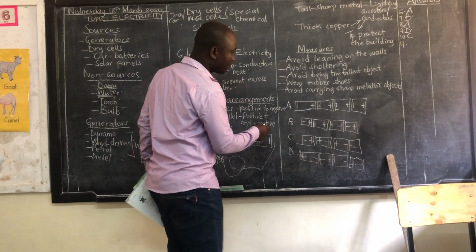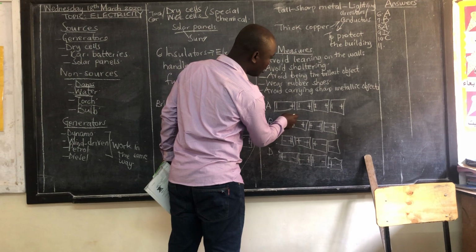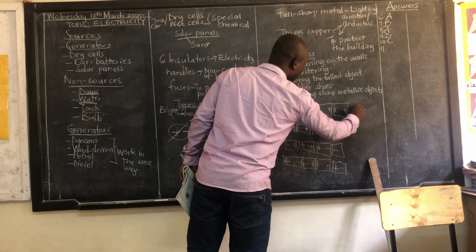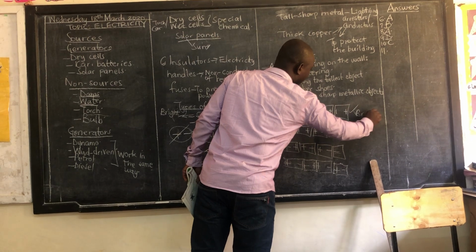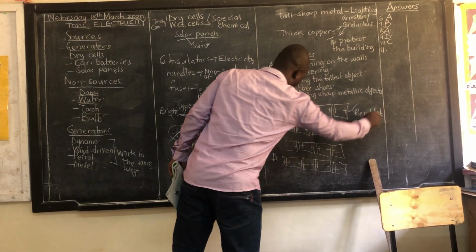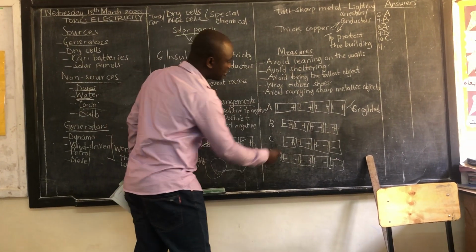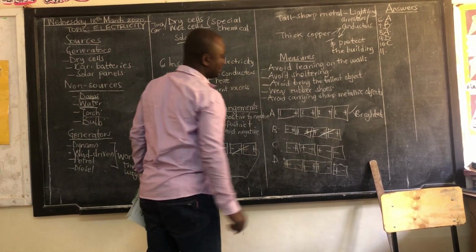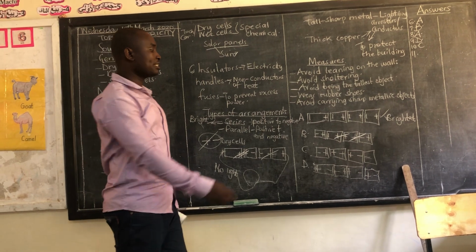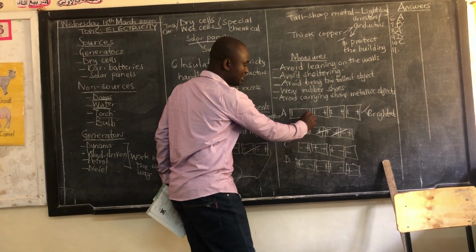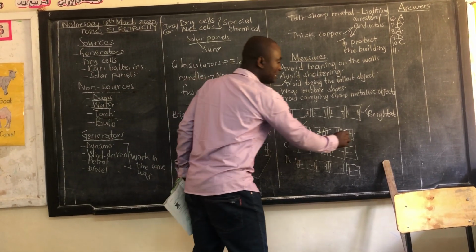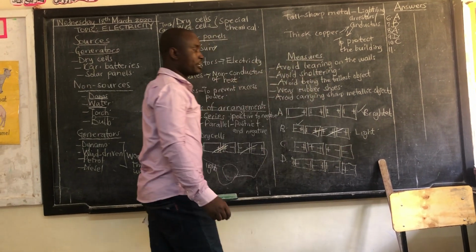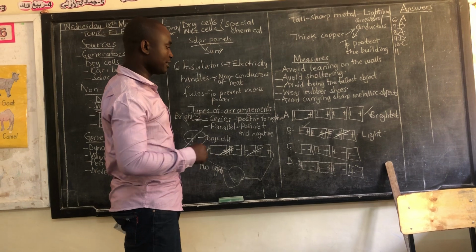In A, it will light, and this one will be the brightest. In B, positive and positive will cancel each other, even negative and negative will cancel each other. We still have one bulb remaining. This one is still remaining. So the bulb will still light, although not very bright, because it is only one dry cell.